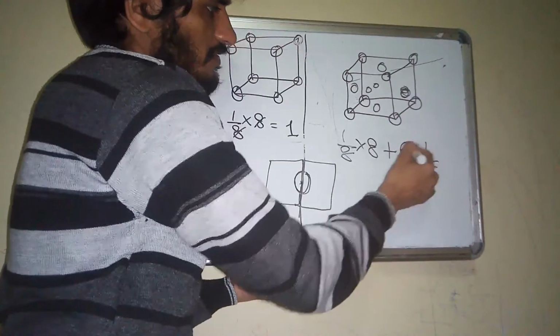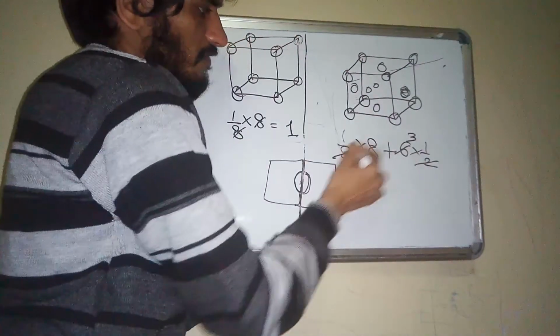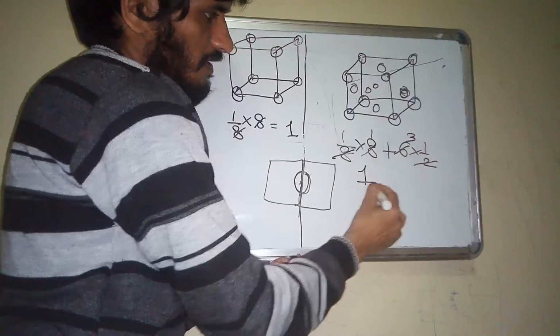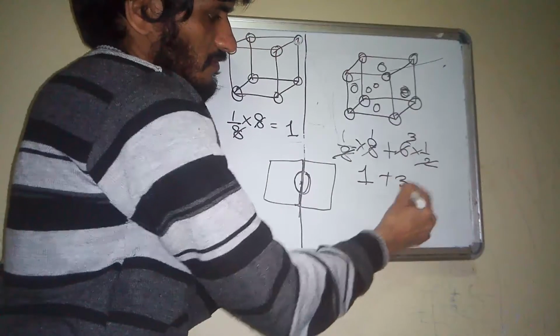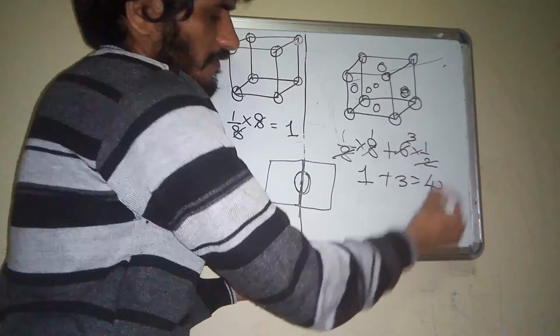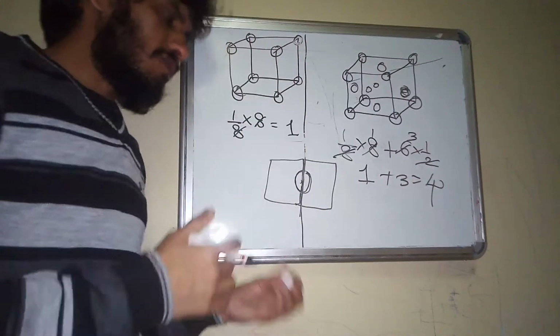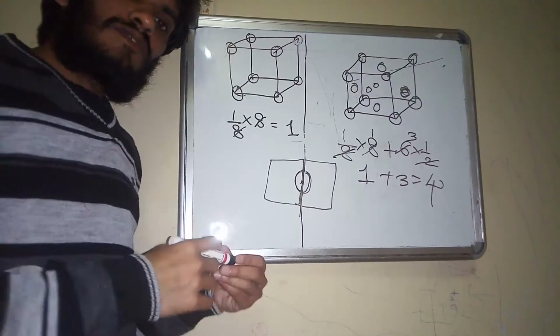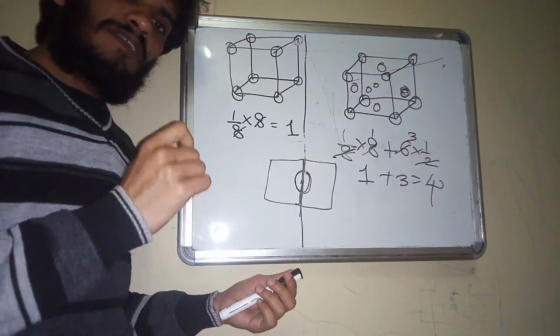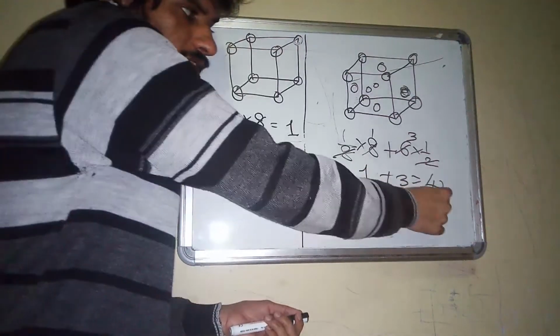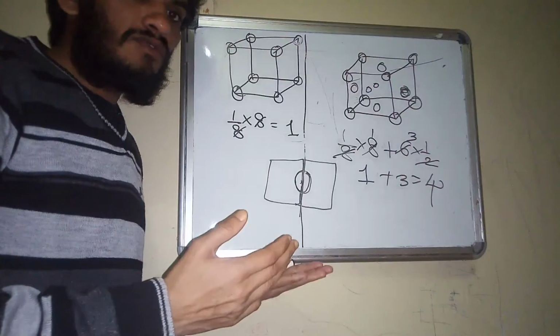That means 8 ones are 8, 8 times 1/8 is 1, plus 6 times half is 3. So totally how much? 4. So in a face centered cubic unit cell, how many total atoms are present? Total 4. How do we know the total is 4?